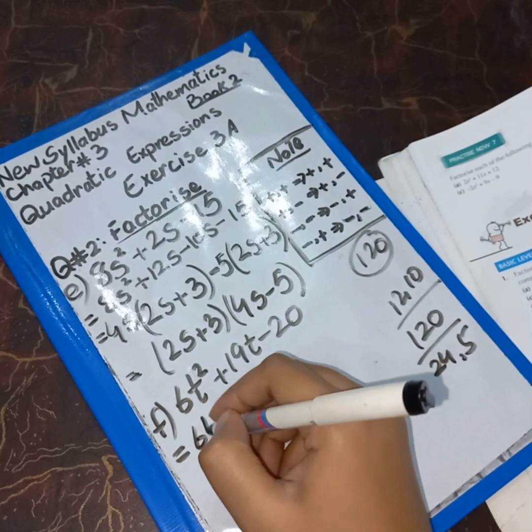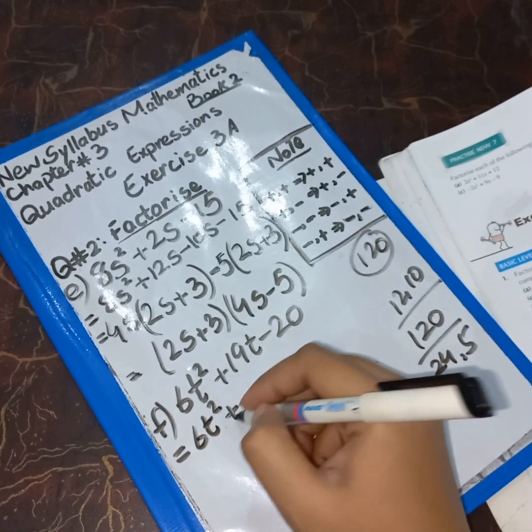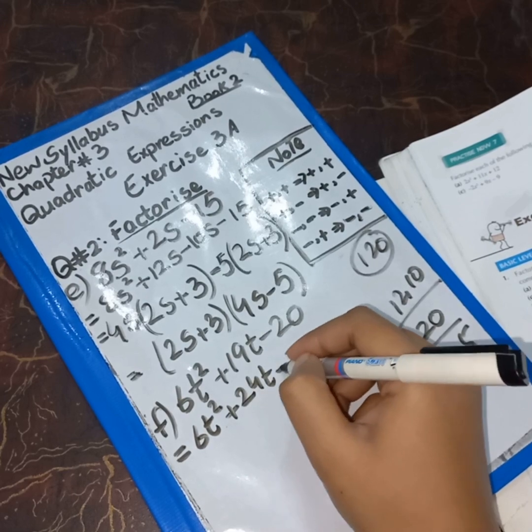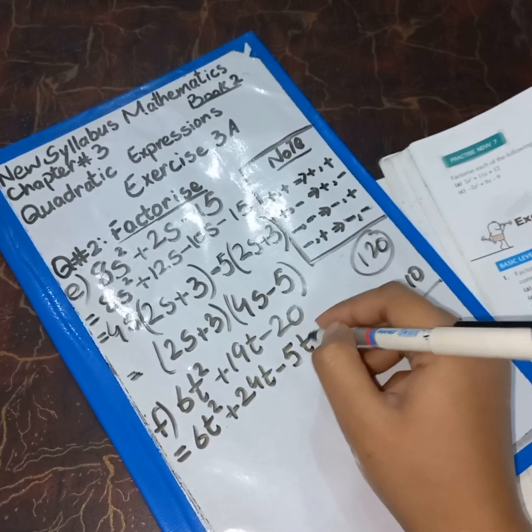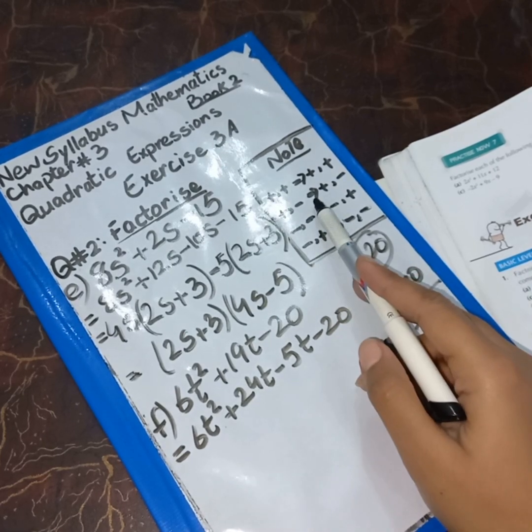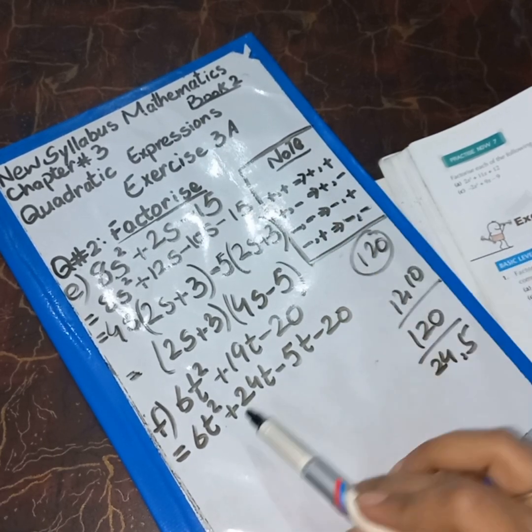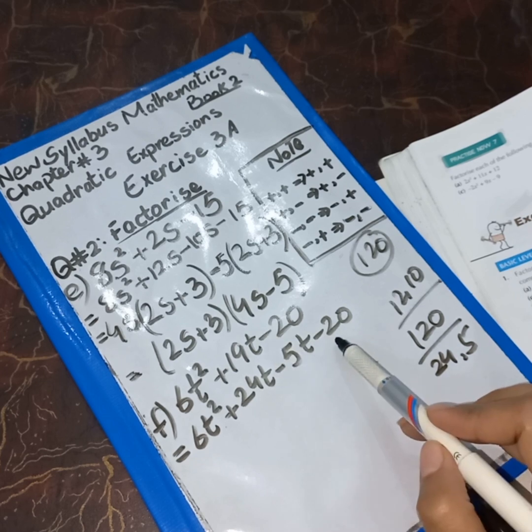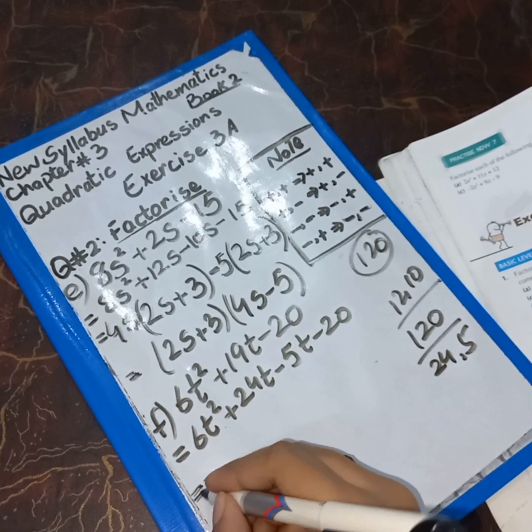So let's start. It's 6t square plus 24t minus 5t and minus 20 will come, because in the question it was given plus minus. So with the pair I have used plus minus as well. And this minus 20 comes down as it is. Now let's take common.